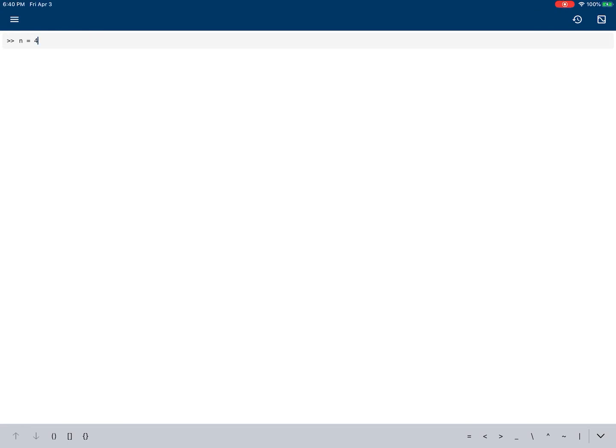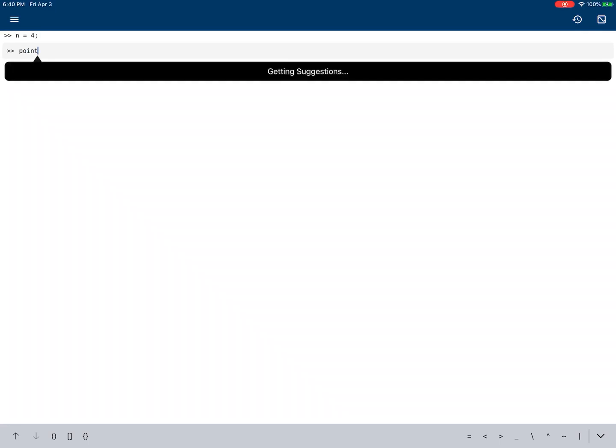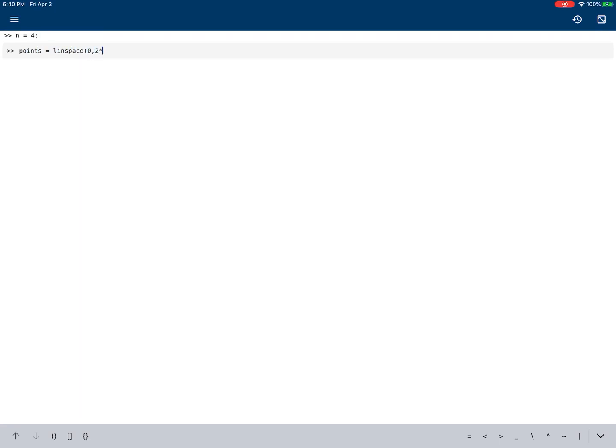As we wait for this to come back up, we're going to take the interval from 0 to 2 pi and space it out into a certain number of points. And n here, I'm going to say that's 4. So what we're saying is we want 4 sample points.